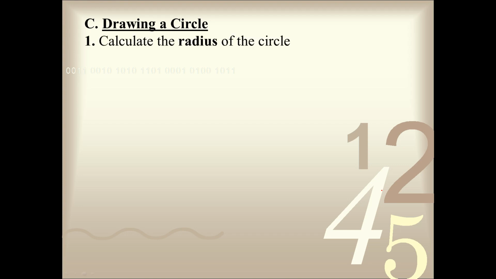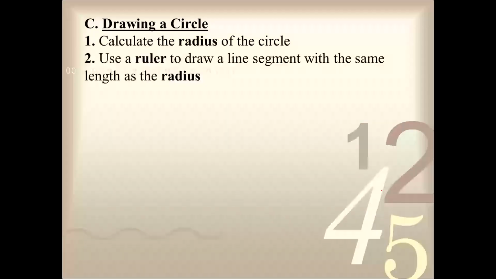The first thing you want to do is, if you're told to draw a circle and you're given the diameter of the circle, you always want to calculate the radius first. Sometimes you might be given the radius of the circle immediately, in which case you can just skip step 1. However, if you're given the diameter, you should always calculate the radius before you do anything.